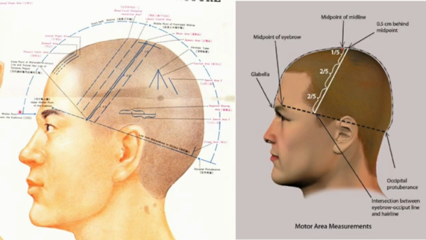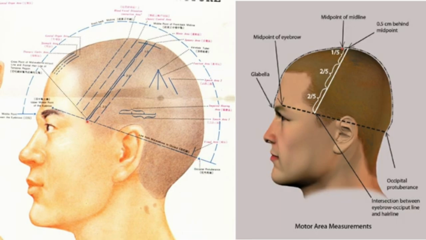The anterior-posterior line runs along the center line of the head. The midpoint of this line on the skull is located halfway between the occipital protuberance and the glabella, which is midway between the eyebrows. The second line, the horizontal line, runs along the sides of the head from the highest point of the eyebrow to the occipital protuberance.